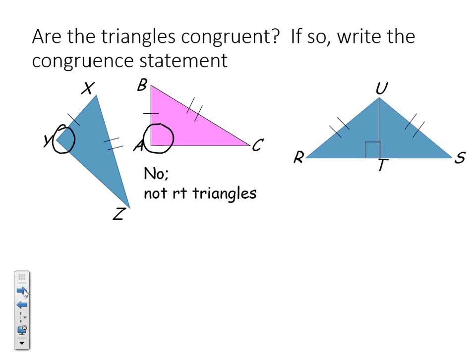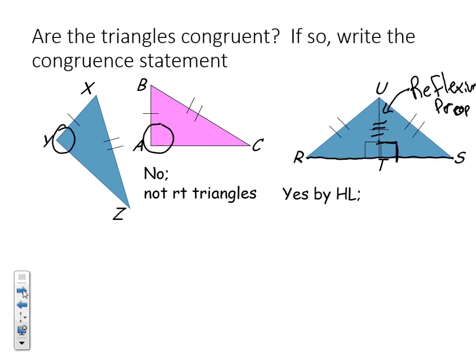All right, let's look at this one. Here, it means that side is also right because this is a straight line, adds up to 180. And then if we look at this one right here, this is reflexive. Remember, we have to write that down every time we see it. Reflexive property. Now, if we look at this one has a right angle, a hypotenuse, and a leg. So this one is going to be HL.